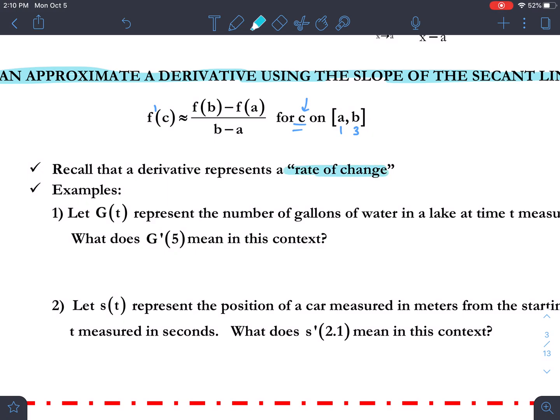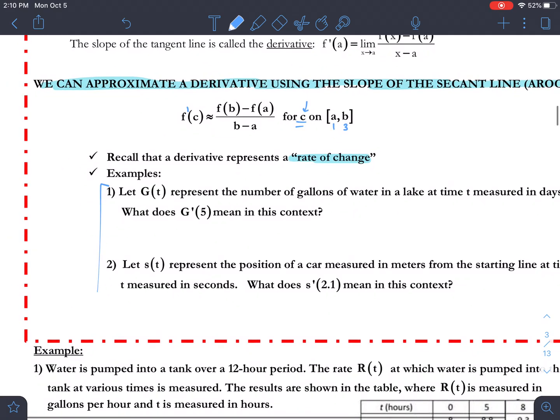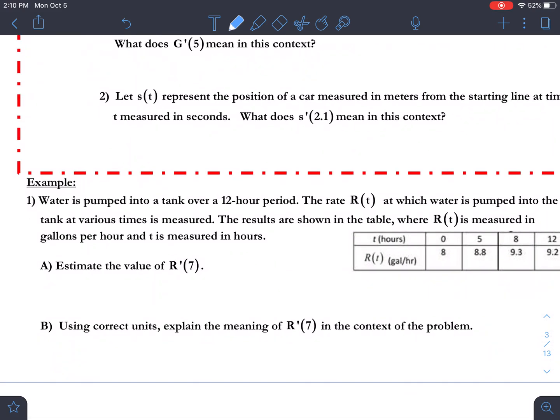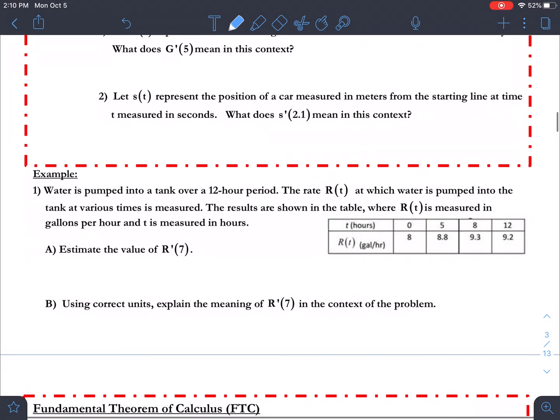And I actually want to skip down here. We're going to come back and talk about this in a second. But actually take this information right here. We're going to skip down to right here, letter A, 1A. So water is being pumped into a tank over a 12-hour period. The rate at which water is pumped at, this is R of T, the rate, at various times. Here are the results, and R of T is in gallons per hour. T is measured in hours. We want to estimate R prime of 7.